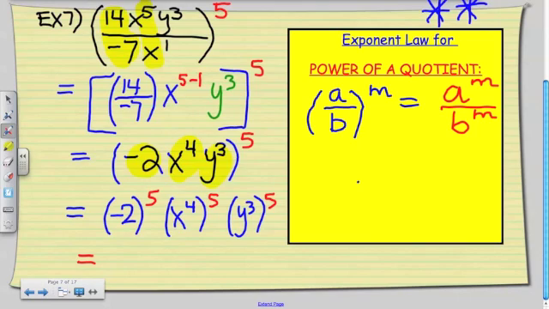Okay, so negative 2 to the power of 5, is that going to give me a negative number or a positive number? What do you think? Negative. Good. It's actually negative 32. X to the power of 4 times 5 is going to give me x to the power of 20. And y to the power of 3 times 5 is going to give me y to the power of 15. So very simple when you're following the proper procedure.